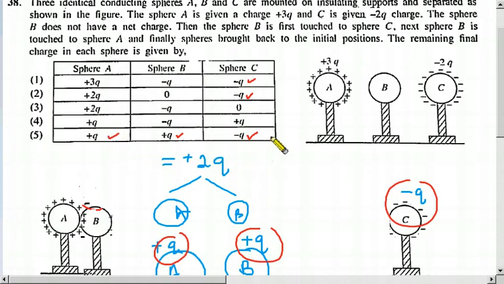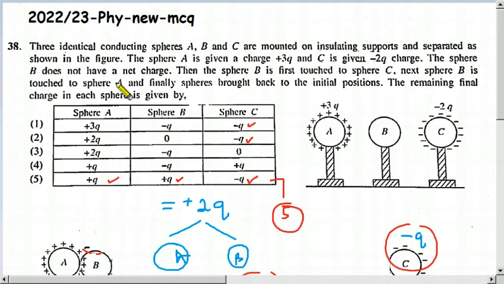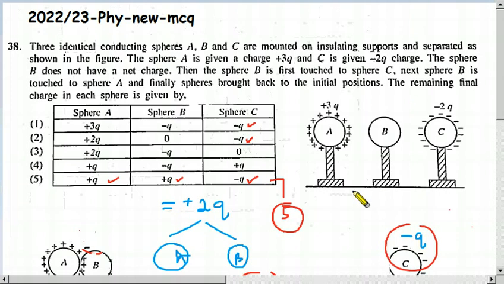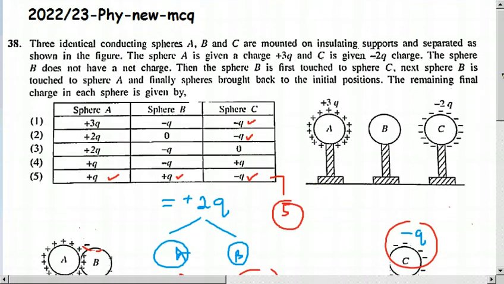So finally the answer is the fifth one. Fifth one is the answer. So let us check the answer sheet. Question number 38. For 38, the fifth one is the answer. So correct. So we have successfully solved the question now.